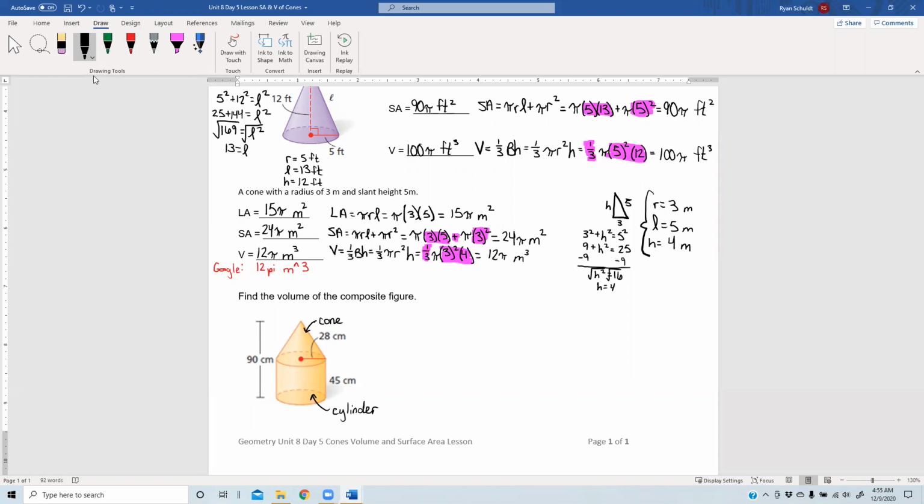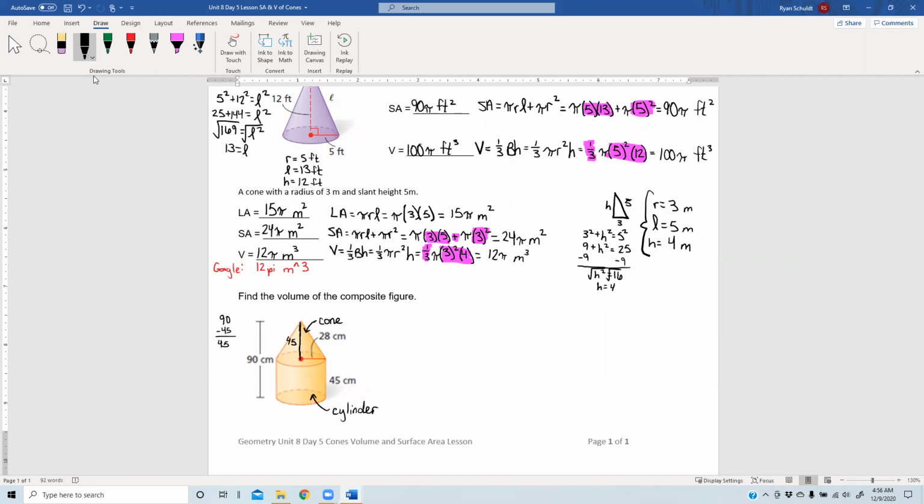So on both of these, well, the cylinder, they give you the height. The height is 45. How much does that leave me with then for the height of my cone? Well, I can do 90 minus 45. 90 minus 45 is 45. So this leaves me with 45 more centimeters for the height of my cone. And the radius is 28 centimeters.